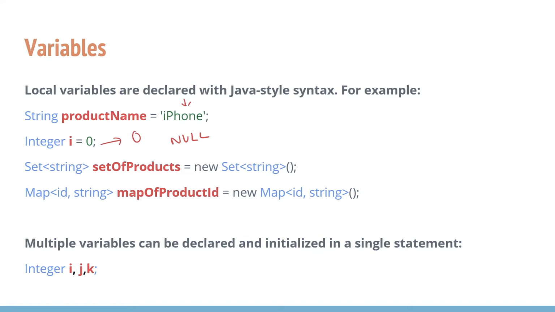Set of string, setOfProducts equal to new Set of string. Map of Id and String, mapOfProductId equal to new Map of Id and String. So this is a set, this is a map, these are collection variables. This is the variable name, and this is the data type of that particular variable, and here we are just creating an instance of that variable. For example, Set of String, this variable is setOfProducts, and we are creating an instance so we can use it in our code later on.